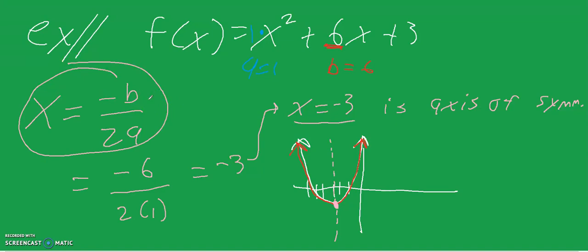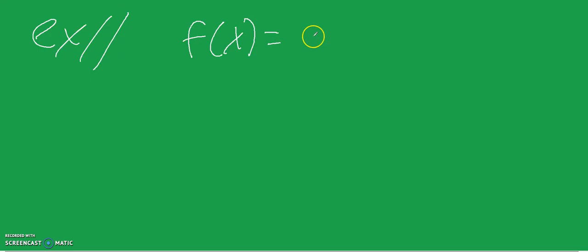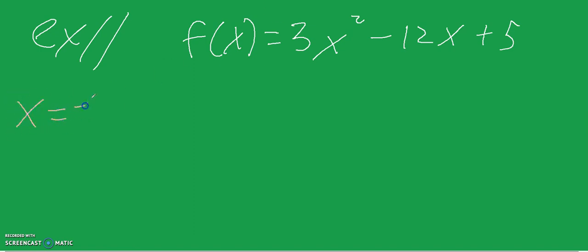Let's do another example of the axis of symmetry. Alright, so for my next example, let's do f of x equals 3x squared minus 12x plus 5. So I'll write down the formula again, because I like to write down the formulas before I start stuff like this, just so I know what I'm doing. So I need to find my b and my a.